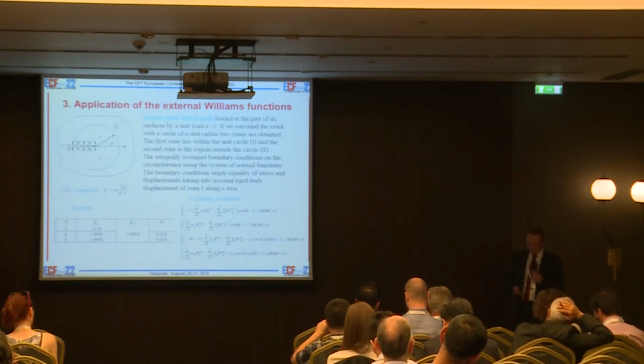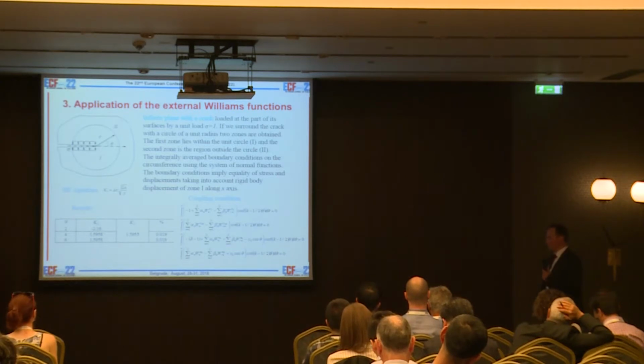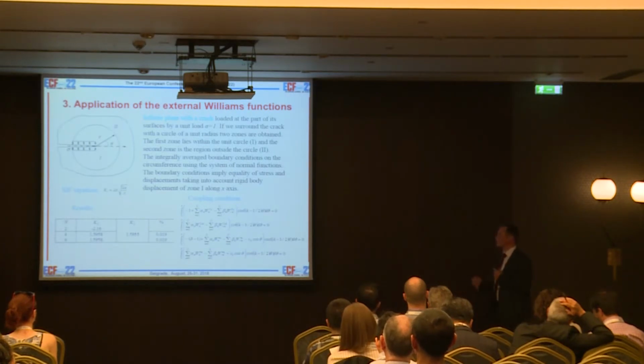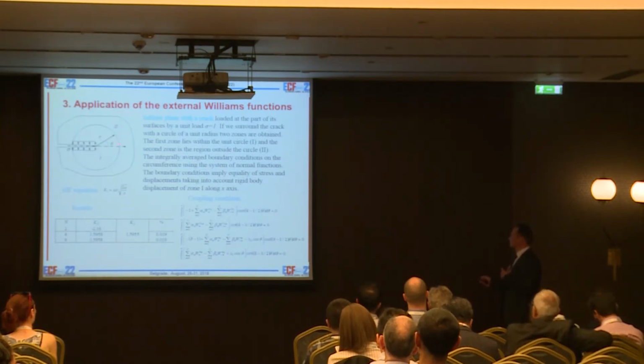And now we go further to apply internal and external Williams functions together. We have an infinite body with a crack, and we have divided this body into two regions. The first one where we applied only the internal Williams functions, and the second one where we applied only external Williams functions. These two regions should be coupled at this circle. Here is the coupling equation.